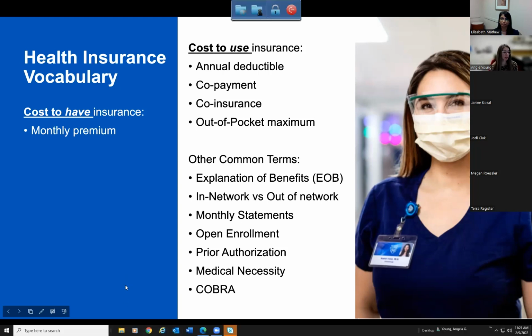Elizabeth, would you add anything? Yes, I'm going to focus just again very quickly on the cost to use insurance. And I would encourage all patients to be aware of each of those areas. What is my annual deductible? What are my co-pays or co-insurances? And what is my out-of-pocket maximum?